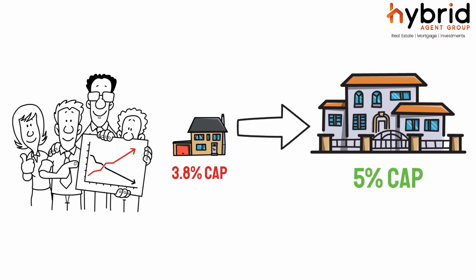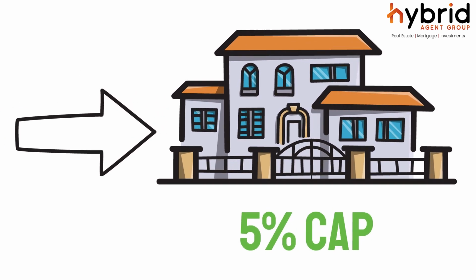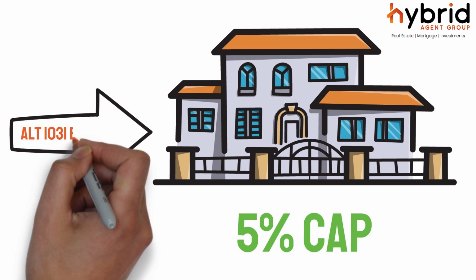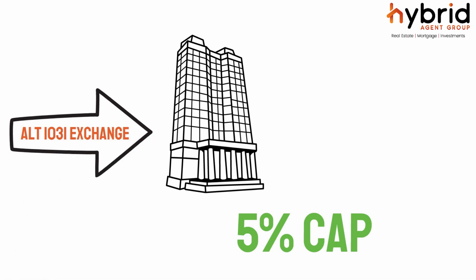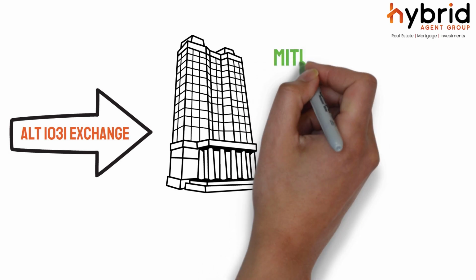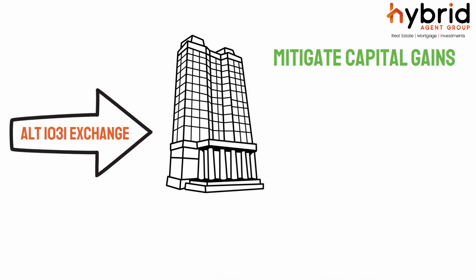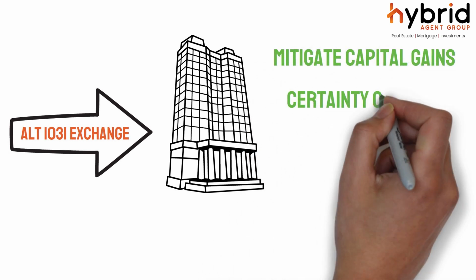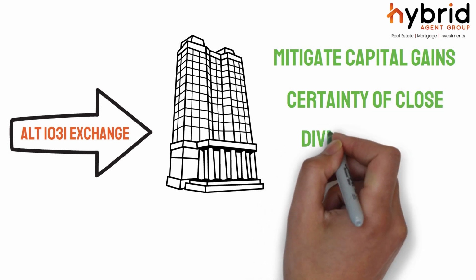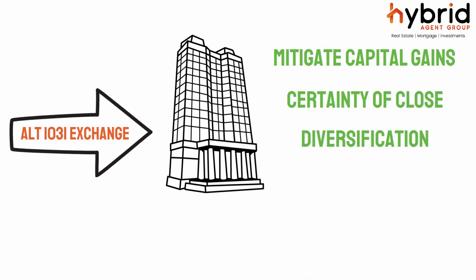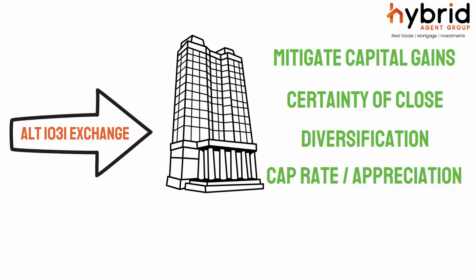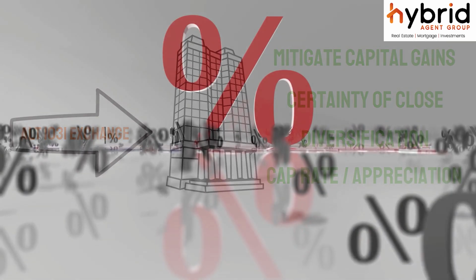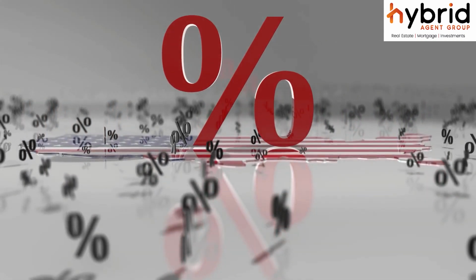Fortunately, there is great news for investors experiencing cap rate compression. By using an alternative 1031 exchange structure, investors can roll into institutional-grade real estate investments. This not only seeks to mitigate capital gains, but provides certainty of close, diversification, and strives to address cap rate and property appreciation concerns.